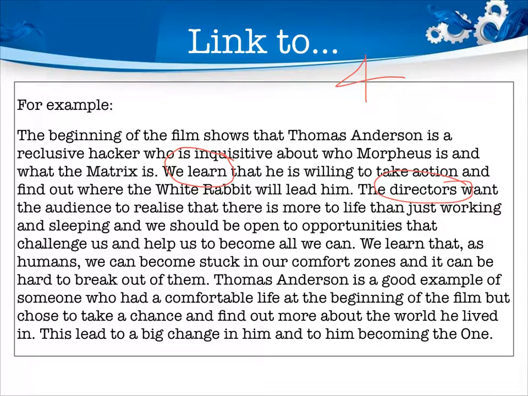We learn that as humans, we can become stuck in our comfort zones and it can be hard to break out of them. Thomas Anderson is a good example of someone who had a comfortable life at the beginning of the film, but chose to take a chance and find out more about the world he lived in. This led to a big change in him and to him becoming the one.